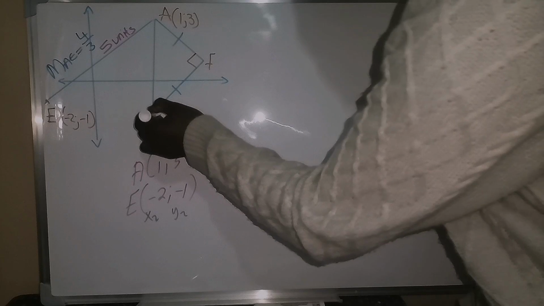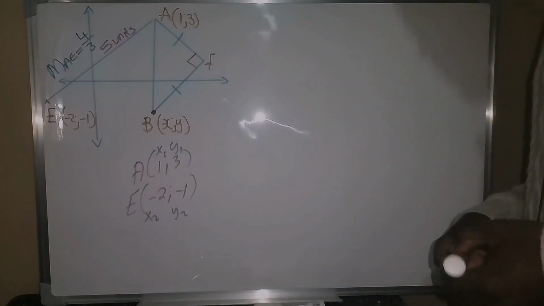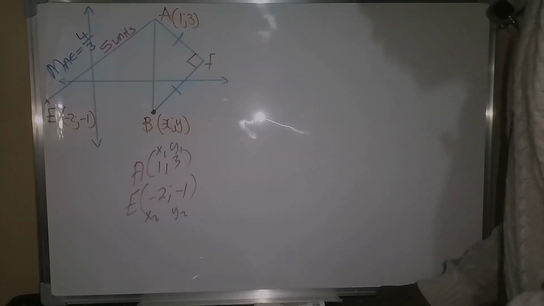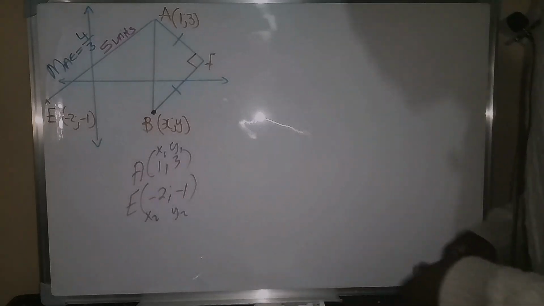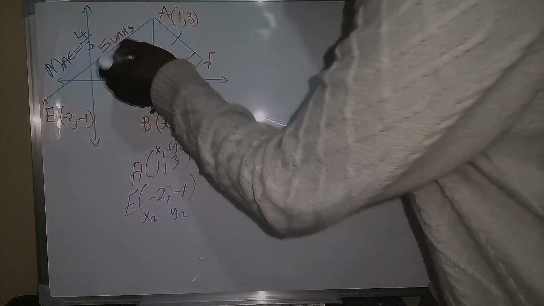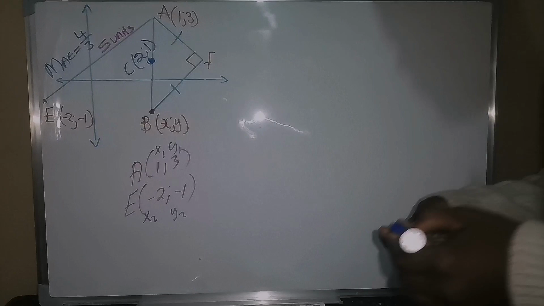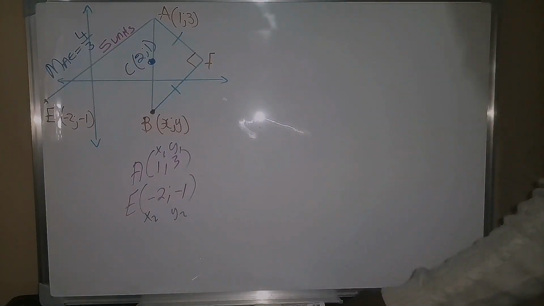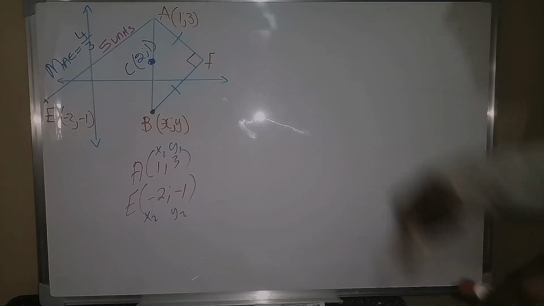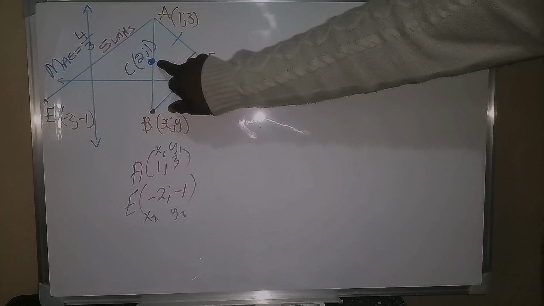Determine the coordinates of B. Now, how will you find the coordinates of B? Remember, guys, there's a point that we forgot to label. There is point C, with coordinates (2, 1). Apologies for leaving this point out. In the statement, they mentioned that C is the midpoint of AB. We have the coordinates of our midpoint, which are (2, 1) for C.